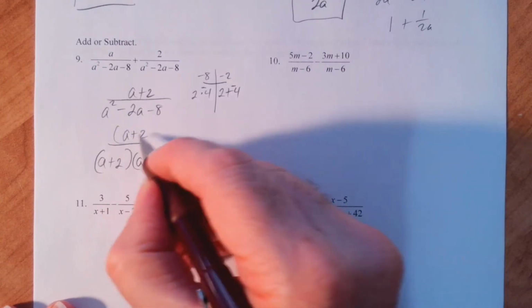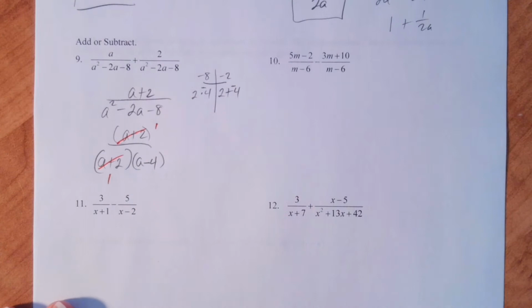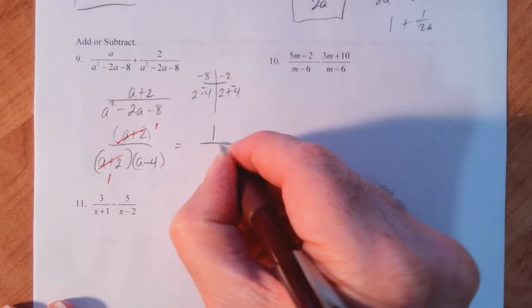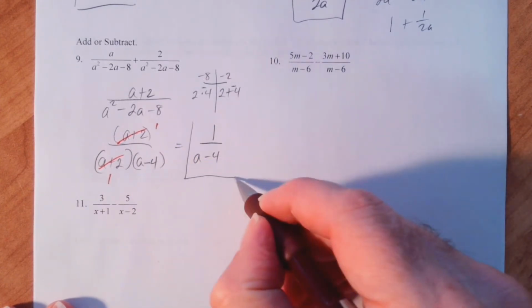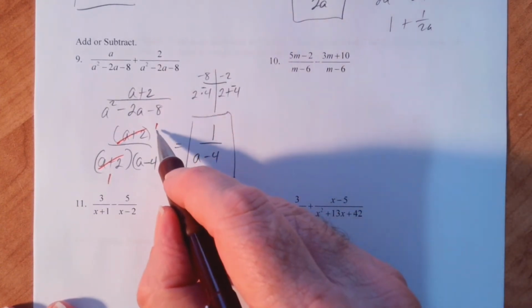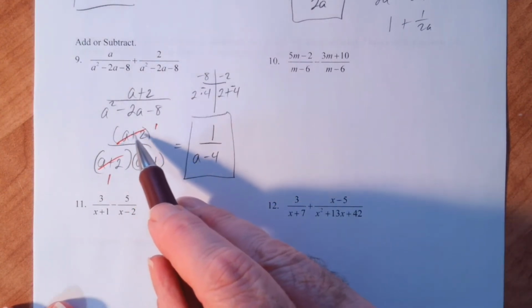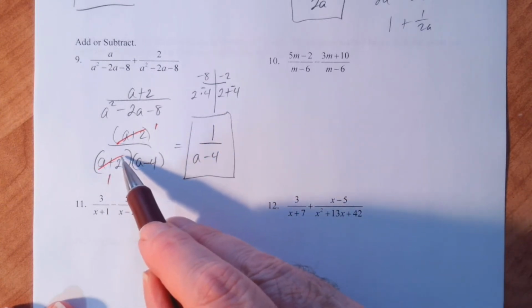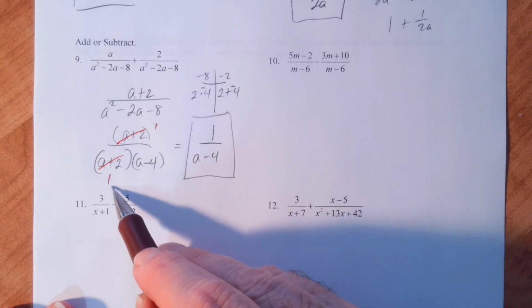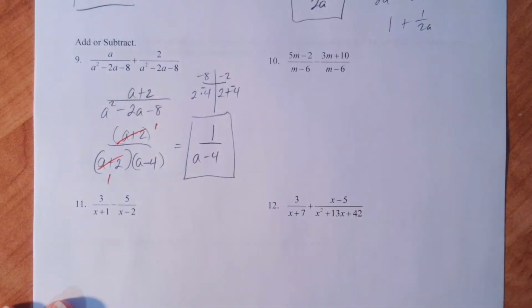So sure enough, we've got some a plus 2 factors we can cancel. Notice what's left. It's 1 over a minus 4. It's not 0 over a minus 4. That would be a 1. That's why it's important when you cancel to put those 1's in. What we're really saying here is if you divide by this number a plus 2, you get 1. And in the denominator, divide by that same number, a plus 2, and you get 1. A plus 2 divided by a plus 2 is 1. And so we're left with 1 over a minus 4.